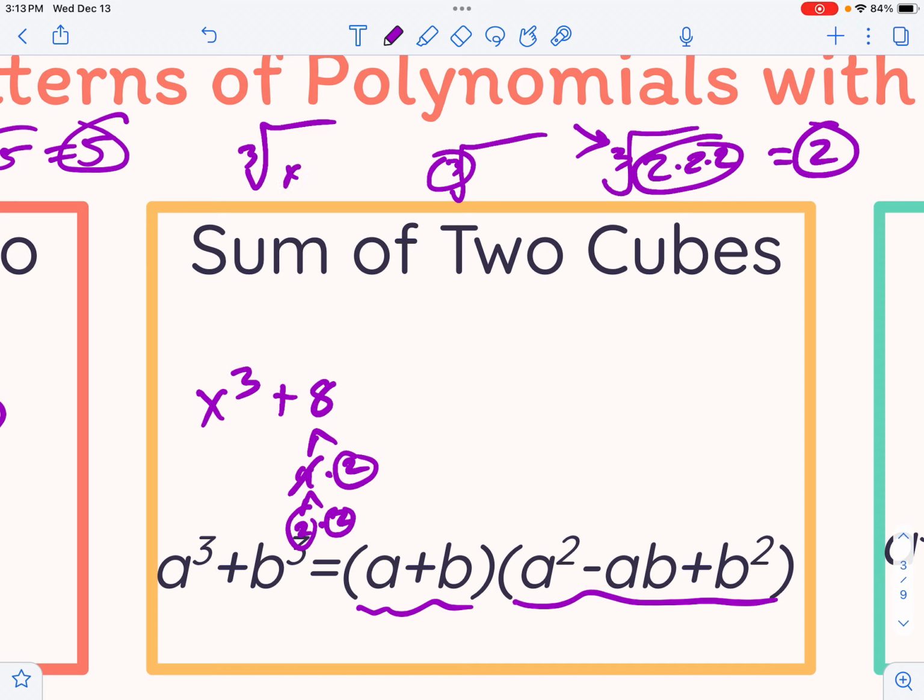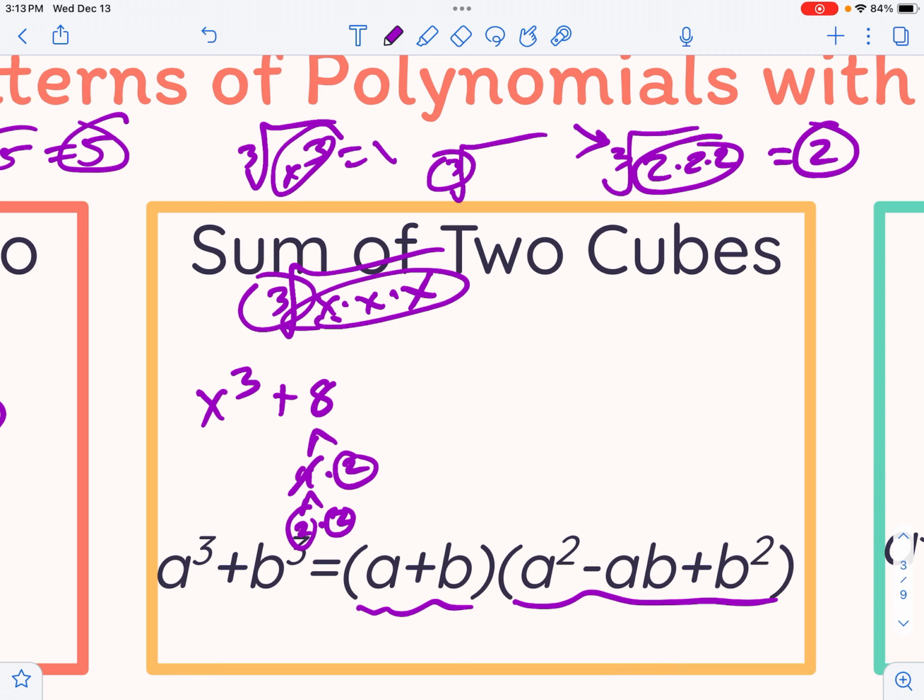But also x cubed, that's 3 x's right there. So the cube root of x cubed is x times x times x. I need 3 of the same factor in order to pull that out. Well, that comes out as x. So the cube root of x cubed is x. I need that. And the cube root of 8 is 2. You can see the cube root of a is a, so the cube root of x cubed is x, and the cube root of 8 is 2.